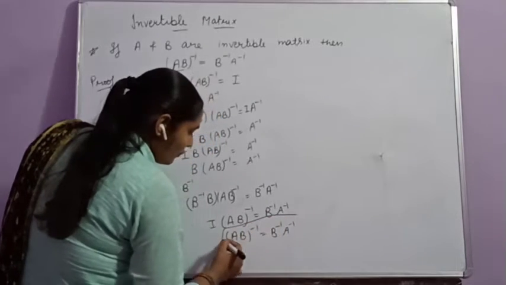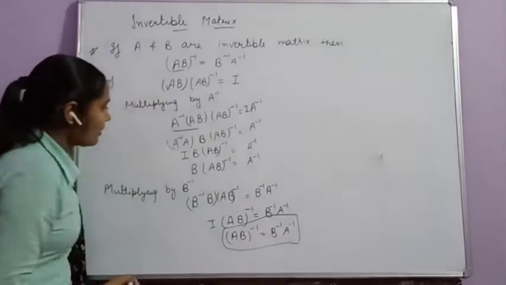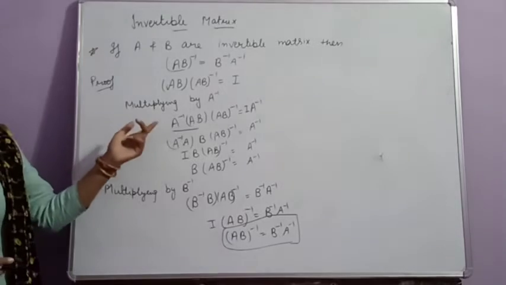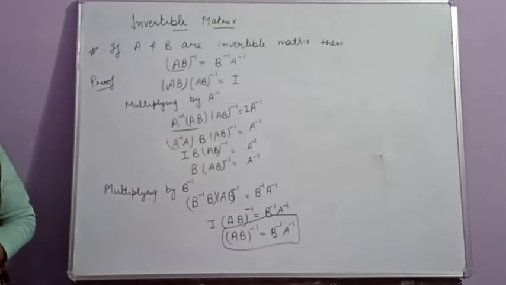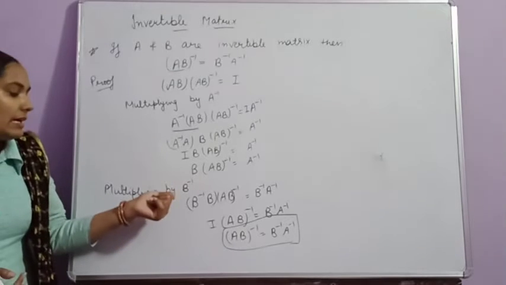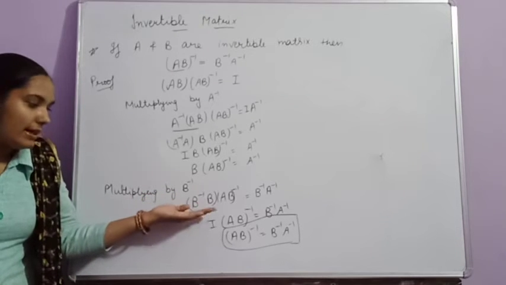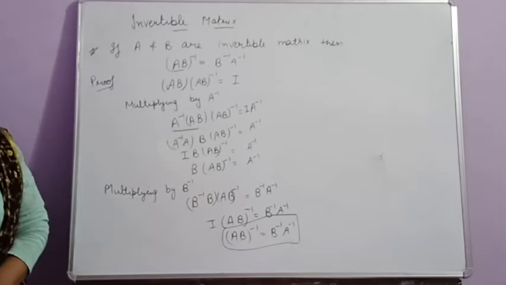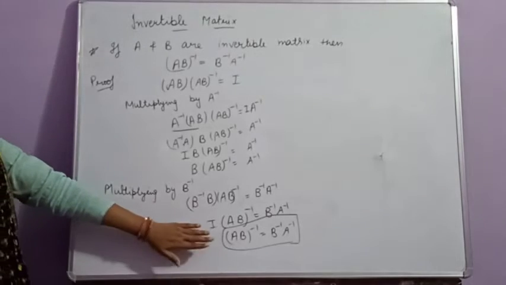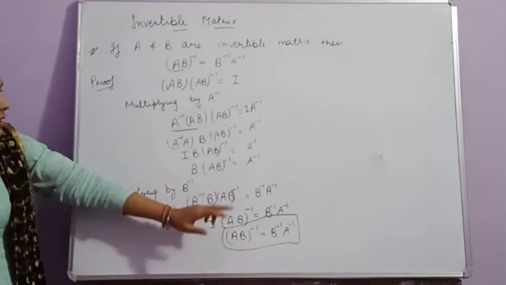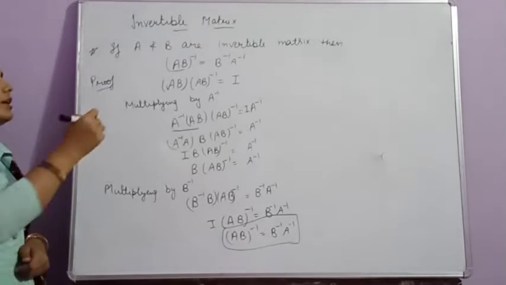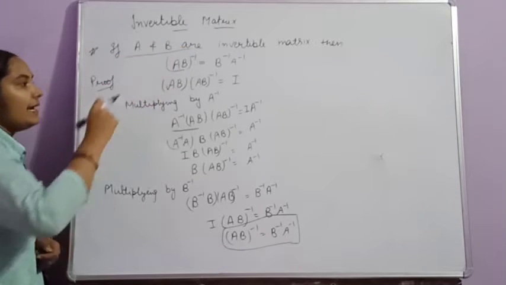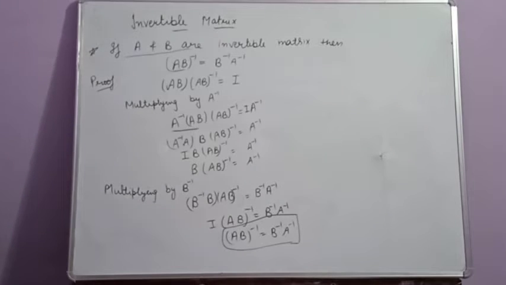Hence proved. Clear? Firstly, we multiply both sides by A inverse. Then we know that the product of a matrix and its inverse is equal to the identity matrix. Then we multiply by B inverse, and again the product of a matrix and its inverse is equal to the identity matrix. So the property is proved that AB inverse is equal to B inverse A inverse. It is possible if and only if A and B are invertible matrices. Clear?